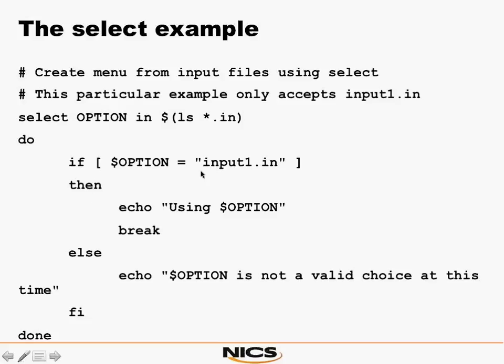Then I'm going to test and see if input1.in was selected. If so, I'm just going to echo that out and then break out of the select statement. If I don't break out of the select statement, it's going to repeat. And for this example, if I don't select input1.in, it's just going to tell you that's not a valid choice. It's a pretty vanilla example of the select statement, but I wanted you to see how it could work.